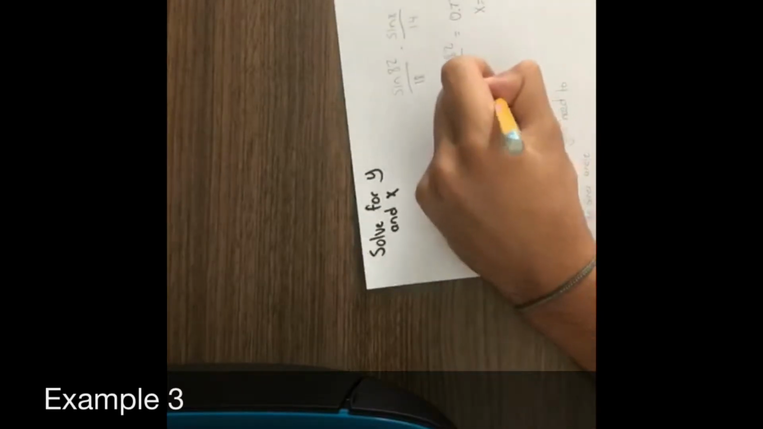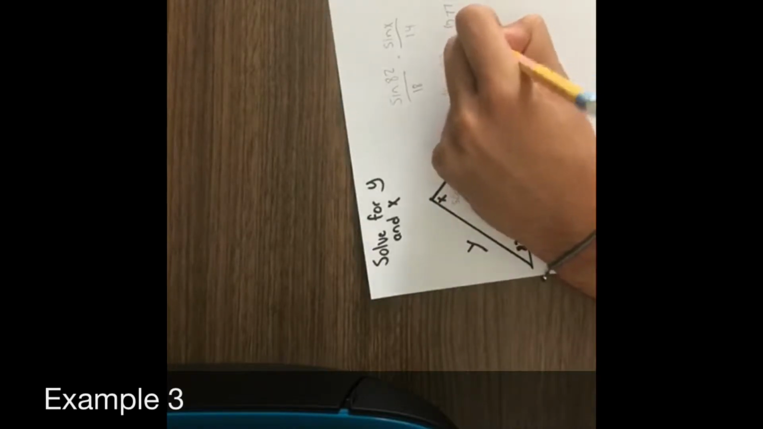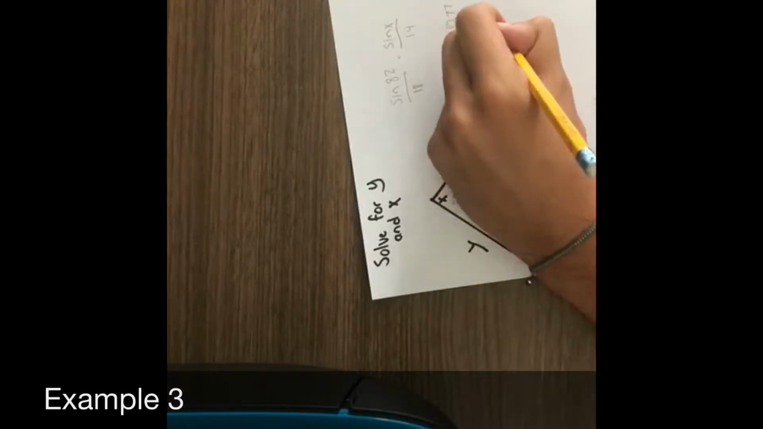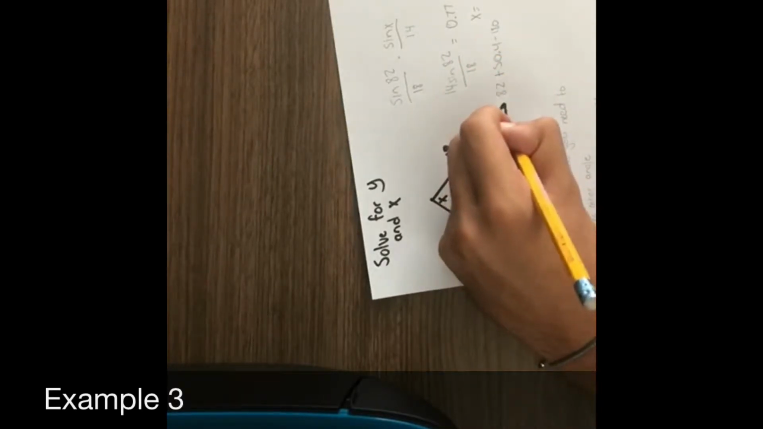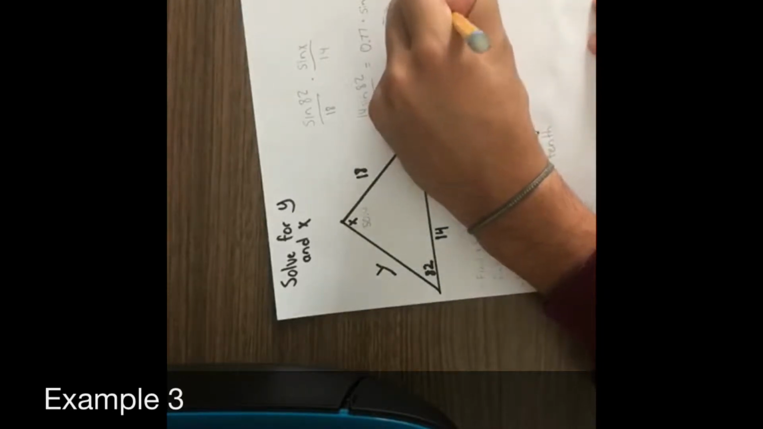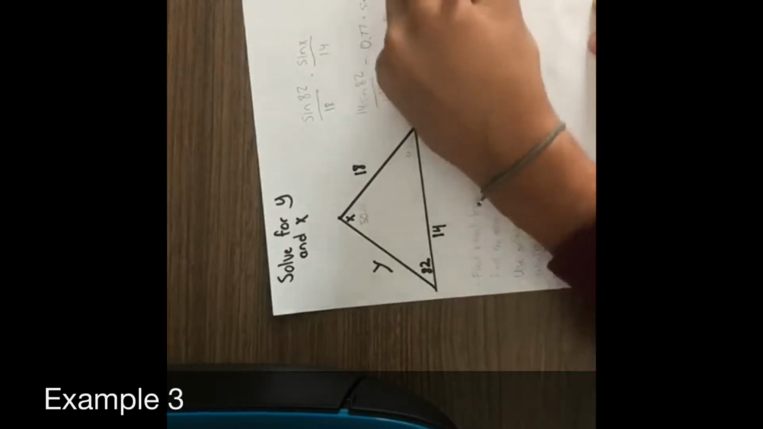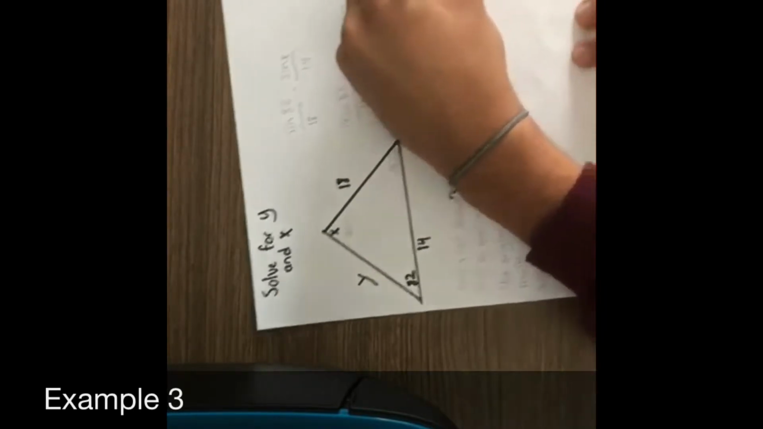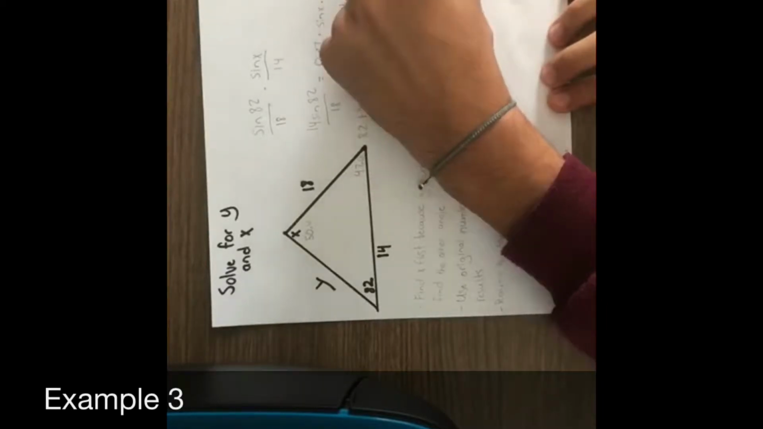Then to find the other angle, it's simple. You just do 82 plus 50.4 minus 180, which equals 47.6. Then you're going to find y. So what you're going to do next is sine of 82 divided by 18 equals the sine of 47.6 divided by y.